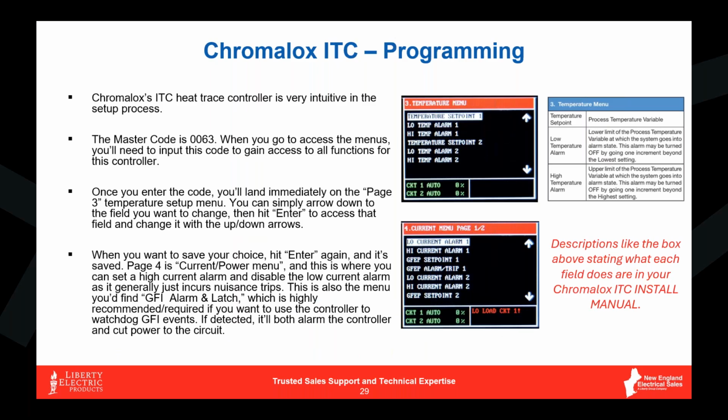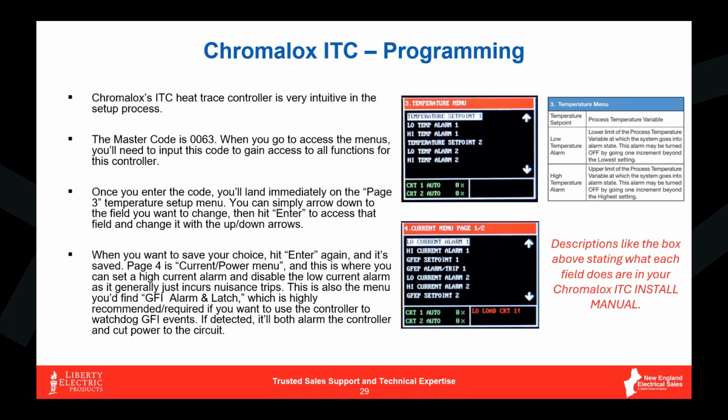The programming of these controllers is very intuitive. It really is very easy. Once you set one of these up, you could easily fly through them very quickly. There are 4 buttons on the front face of the unit. Basically, you've got menu, up, down arrows, and enter. So the master code is 0063. That allows you access into anything that can be adjusted on the controller.